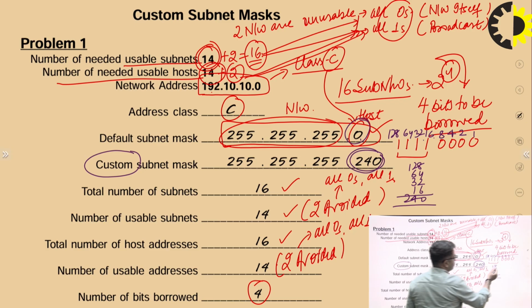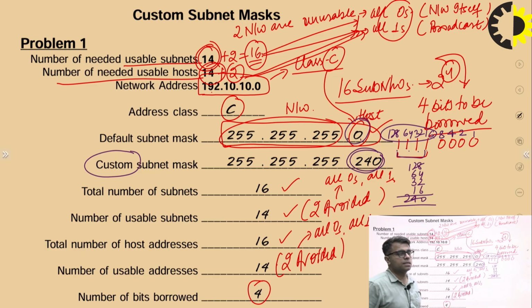240. Why? Because having 4 bits in the host part, that means 1111, which corresponds to these 4 weights: 16 plus 32 plus 64 plus 128, which becomes 240. Okay. So this is how we calculate the subnet mask.